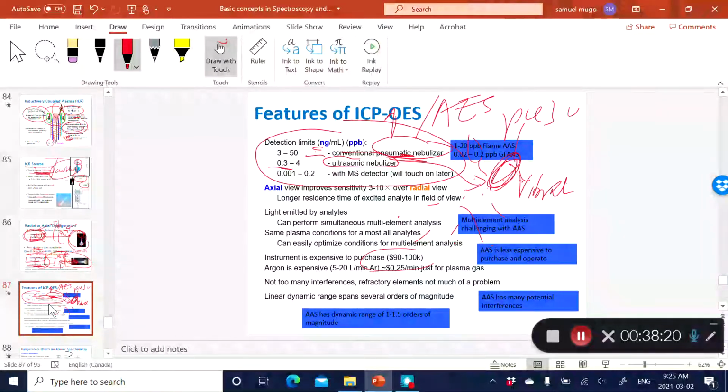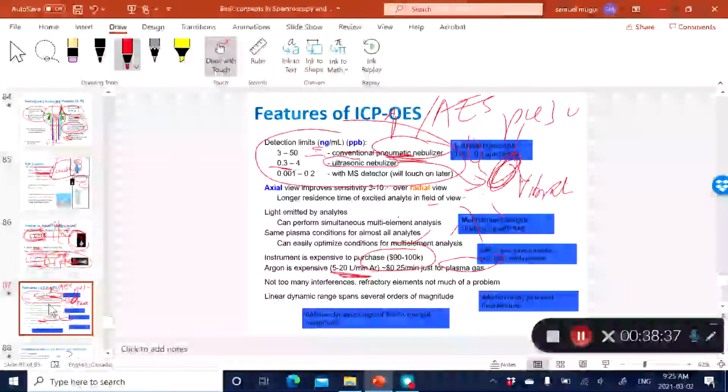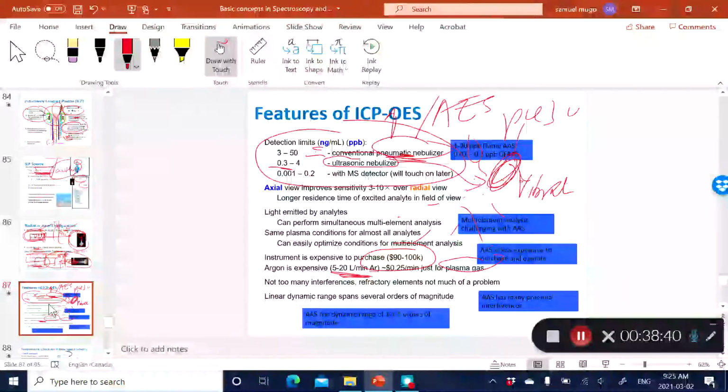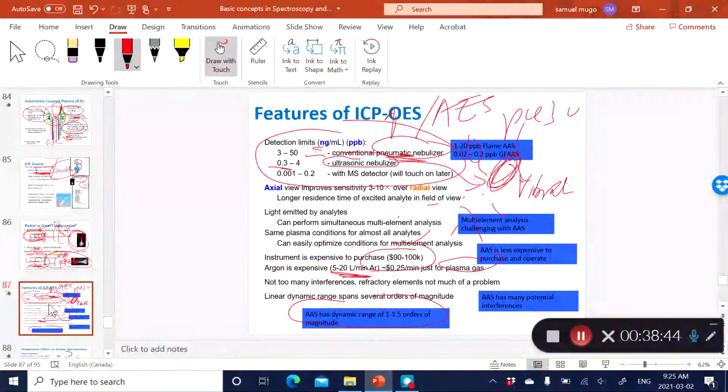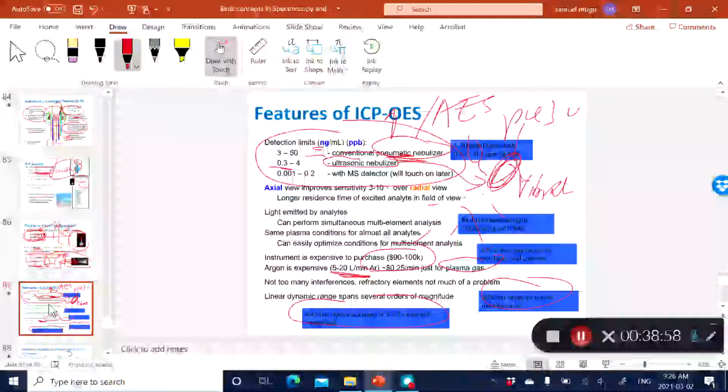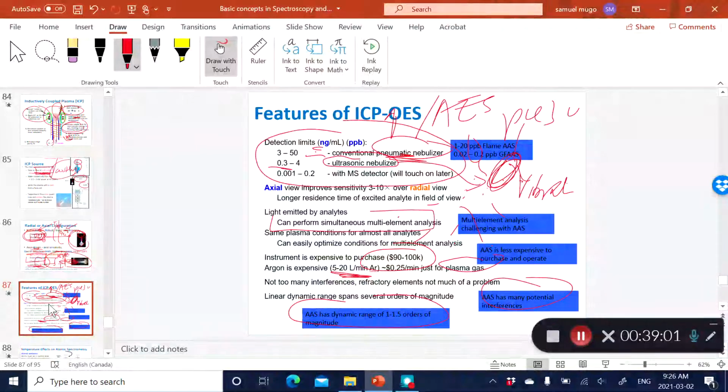Other features of the ICP, you can see it's fairly expensive to purchase. But it's also fairly expensive to operate, because of the amount of argon that you consume in a minute. Now, one huge advantage, like I said, is that you can use it for multi-element analysis, which is very good. Compared to AAS, of course, ICP OES has a much wider dynamic range. It also has very few potential chemical interferences because the temperatures here are fairly high. But I would say the biggest advantage possibly is the ability to do multi-element analysis, which is really impossible when you're dealing with AAS.